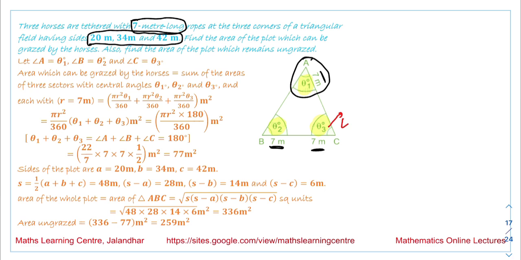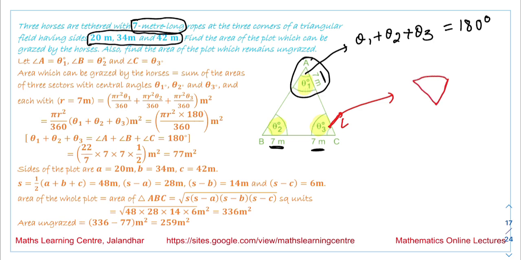Now we are saying the sum of these 3 angles, theta 1 plus theta 2 plus theta 3, will be equal to 180 degrees. Now suppose we are talking about 3 portions. This is angle C. We cut this portion from here. This is the portion corresponding to the angle C, that is, the theta 3 angle.